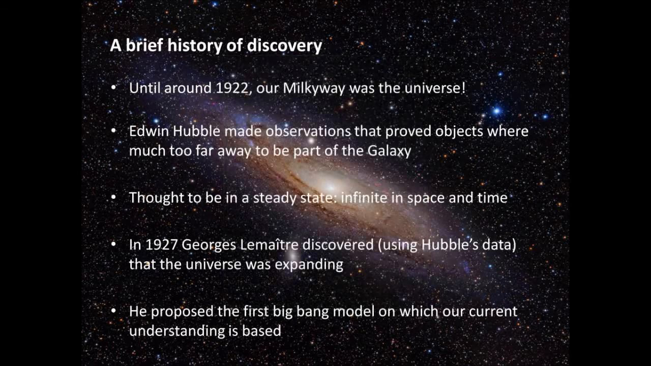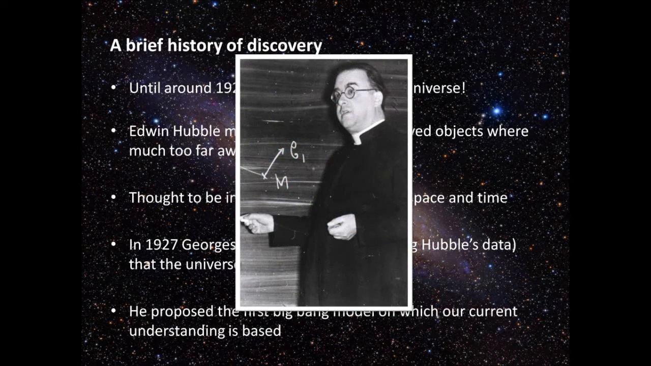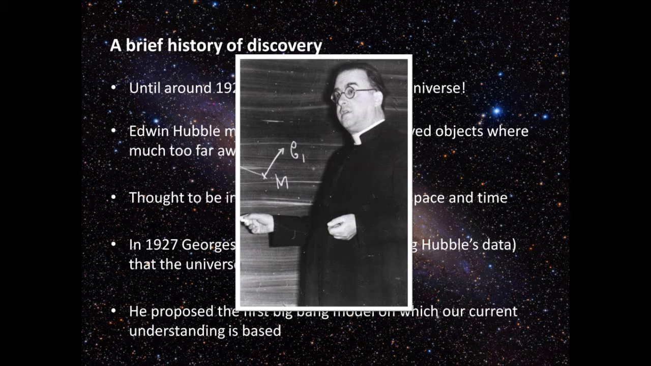And at this period of time, they thought the universe was actually in a steady state. And what we mean by that is that the universe is infinite in space and time. It went on forever, and it had been there forever, and it was always going to be there. But in 1927, a Belgian priest of all people came along and used Hubble's data to show that the universe was actually expanding. So it wasn't in this steady state that everybody had assumed it was and thought it was at the time.